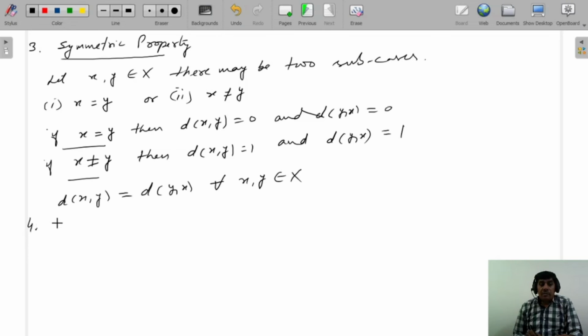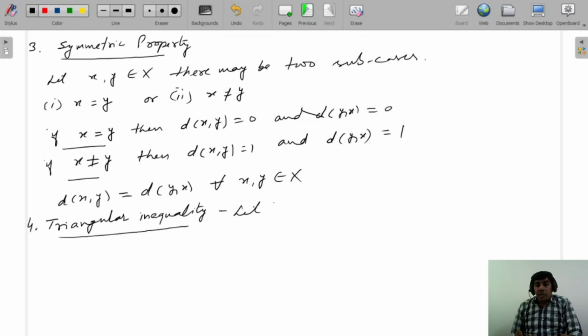The fourth property, triangular inequality. Let x, y, z belong to capital X, then some subcases arise.